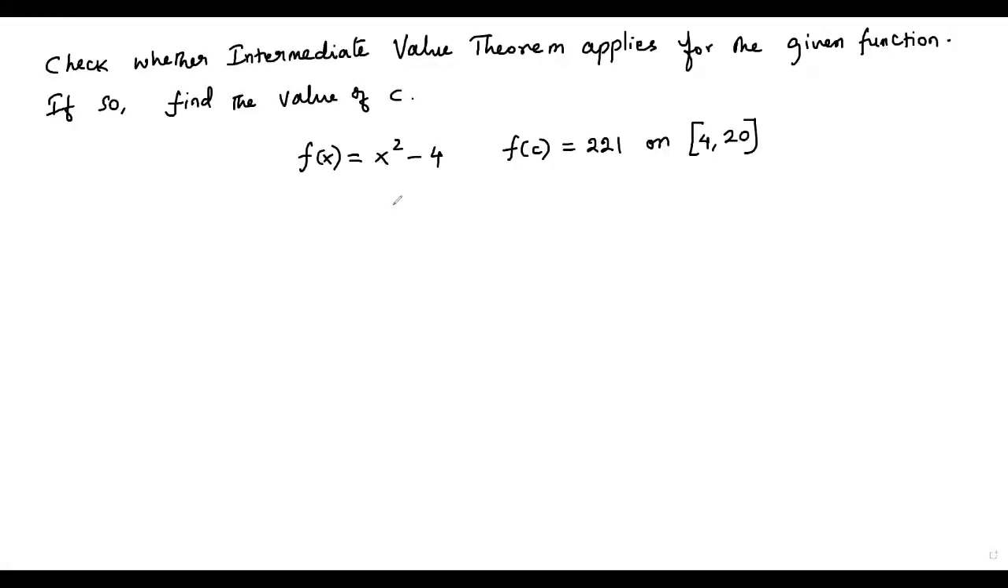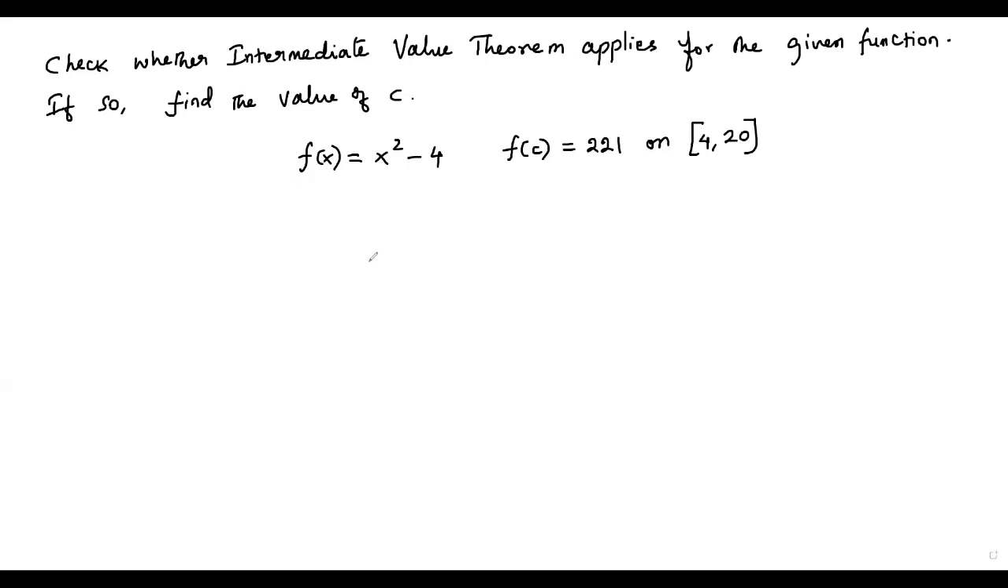Here we have a problem on intermediate value theorem. Okay, let's go with the information. Check whether intermediate value theorem applies for the given function. If so, find the value of c. There is a function f of x equals x squared minus 4, f of c equals 221 on the interval 4 comma 20.